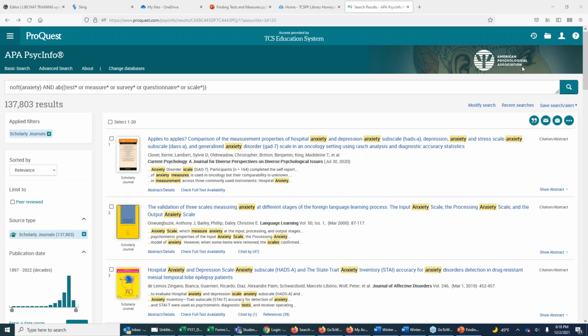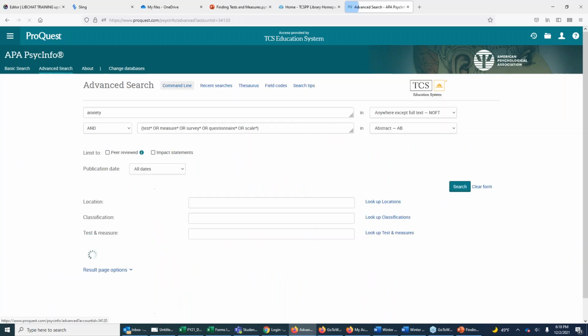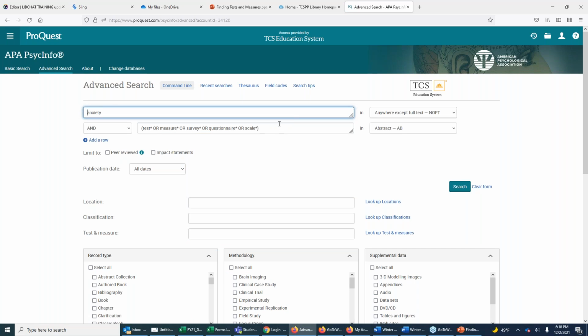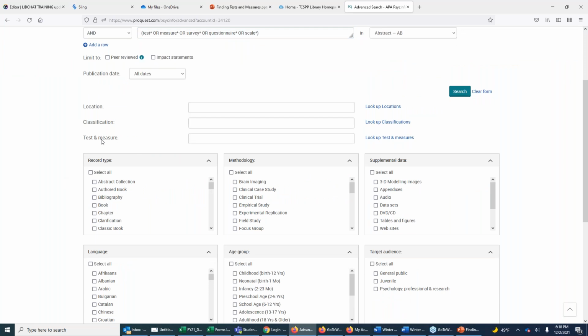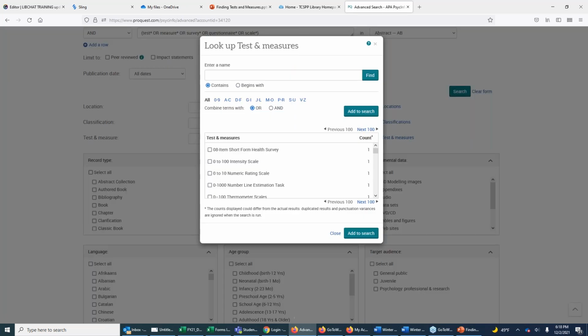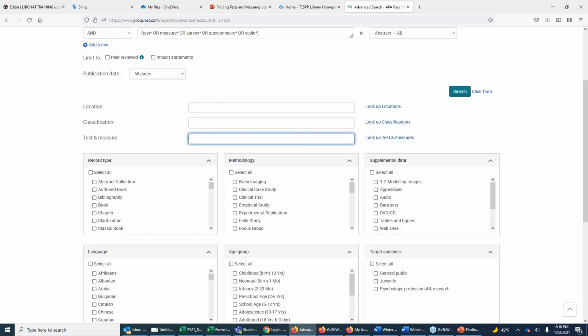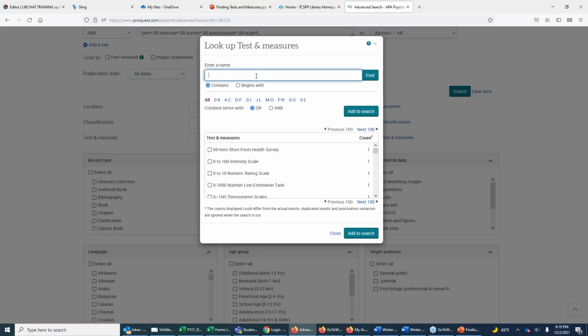Okay, so we're back in PsycInfo, and I'm going to go to the advanced search. And this time I'm going to go down here to where it says test and measure, and then look up tests and measures. So you can do this a couple different ways. You can either use a particular word here, like let's say anxiety or something like that. Hopefully you want to do something a little more specific. Otherwise, you can also look up tests and measures here. So you'll notice you have either contains or begins with.